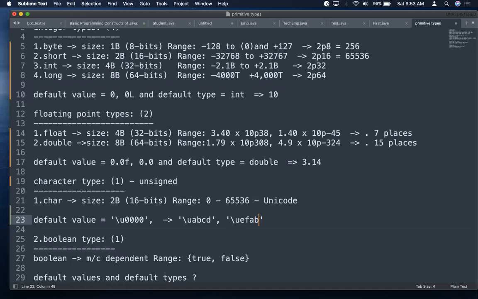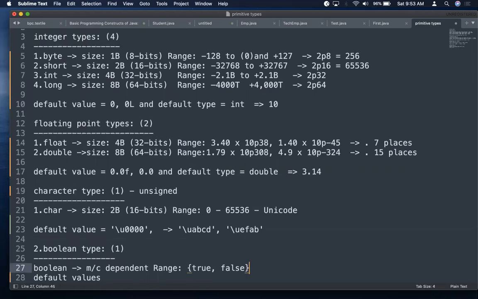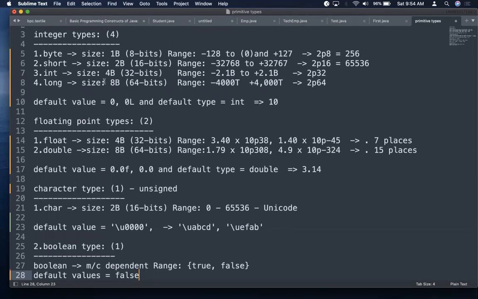What is the default value? Default type isn't applicable because it's only one type, Boolean. The default value is false. So for all the 8 primitive types, we have understood their sizes, ranges, default values, and default types wherever necessary. This is about the primitive data types in Java.